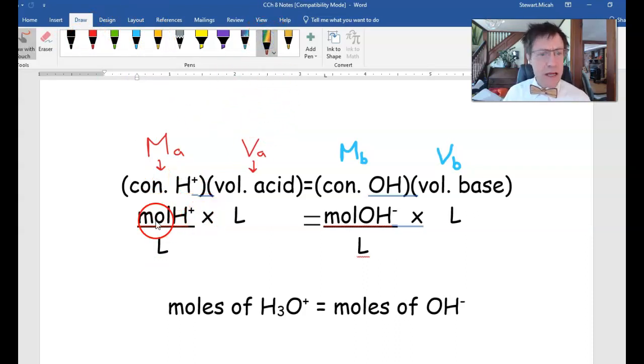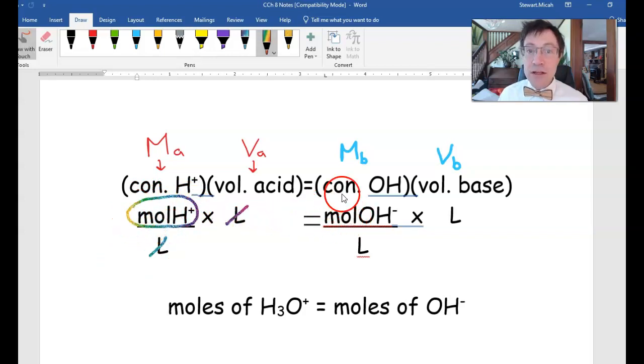You guys understand what I'm saying? It is moles per liter. Now your volume is measured in liters. So if we take molarity, which is moles per liter, and we multiply it by liters, the liters here are going to cancel each other out, and we are left with moles of hydrogen.